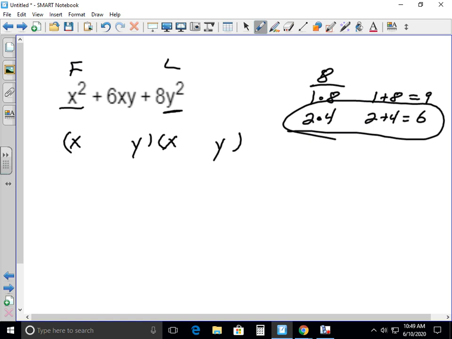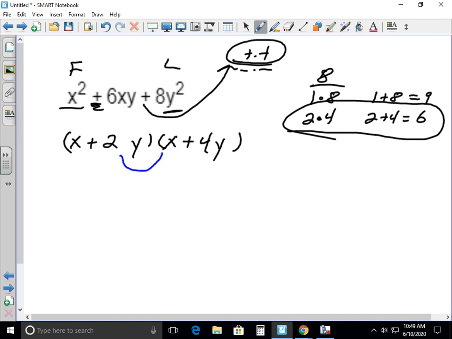Those numbers multiply to make the 8 on the end. They add to make 6 for the middle. Our signs need to be plus, plus. This time, that one, remember, tells us our signs need to be the same. And the one in the middle tells us we need the 2 positives. So we need a 2 and a 4, and it doesn't matter which order we put them in.